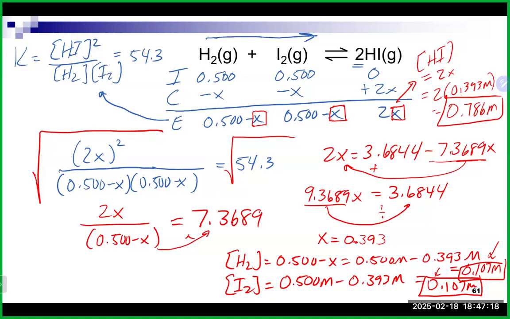Once again, you could check yourself by putting these values back in. So if you took the 0.786 and squared it, divided by 0.107, divided by 0.107, you get about 53.9654.